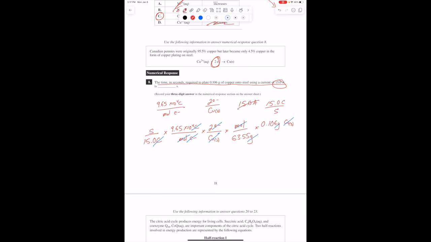Oops, I hit equals there. And I'm going to get 21.5 seconds. Okay, so my answer should be 21.5. I'll go check that. 21.5. Perfect.